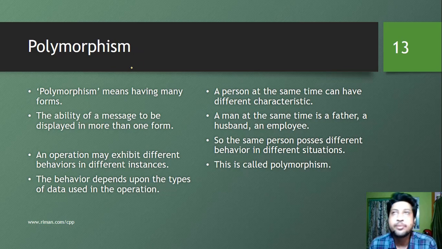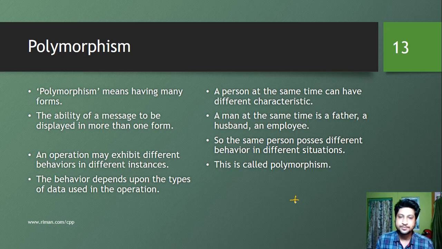Then another important concept of any object-oriented programming is polymorphism. That means having many forms. It gives us the ability to have a message displayed in more than one form. For example, a function with the same name can operate differently if the arguments to that function are different. So operations may exhibit different behavior in different instances. The behavior depends upon the type of the data.